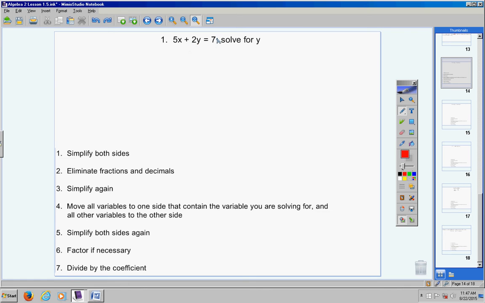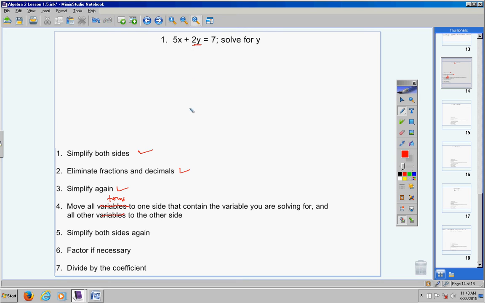Here's a constant term, nothing we can do. Eliminate fractions and decimals, there are none. Simplify again, nothing to do. Now, move all terms to one side that contain the variable you're solving for. So, here's a term, here's a term, here's a term. Which one of those 3 terms contains a y? Because that's what you're solving for. Do you see what I'm saying? You're solving for y. So go through and underline all the terms that contain a y.